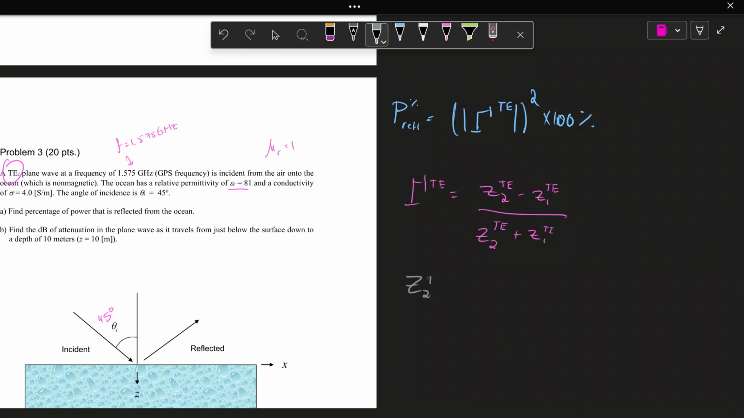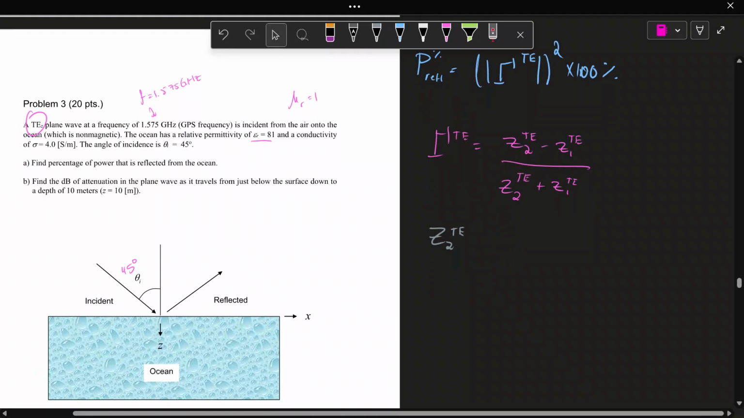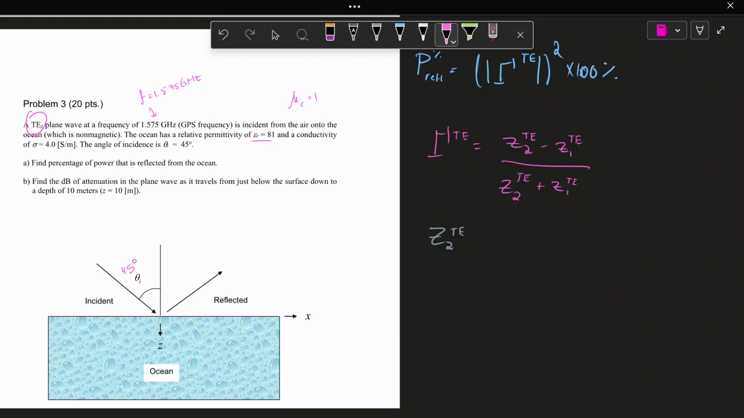This is where we have to understand: are we in a lossless or a lossy medium? In this case, it doesn't tell us. We have to find subtle hints inside of the problem to figure out whether it is lossy or lossless. A lot of the time when it's lossless, he would directly state it. Sometimes he won't tell you, but the information he gives will tell you if it is lossy or lossless. In our case, we're in the ocean.